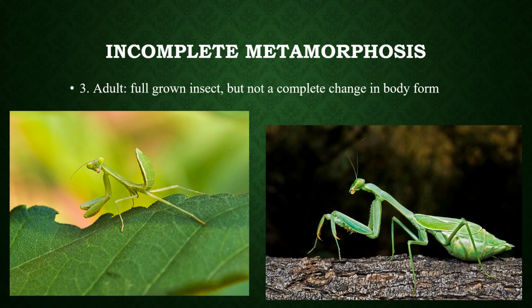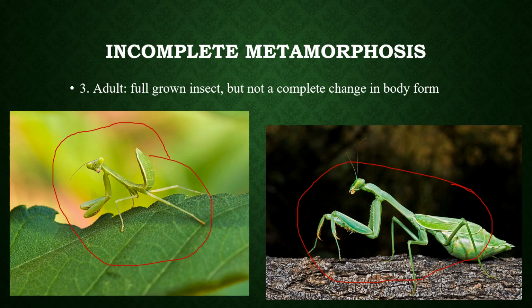Then the final stage for incomplete is the adult. This is the full-grown insect, but not a complete change in body form. Another example here of nymph and adult. On the left, we have the nymph version of the praying mantis. On the right, we have the adult version. Again, very similar body structure, just a lot bigger, obviously, on the adult side.